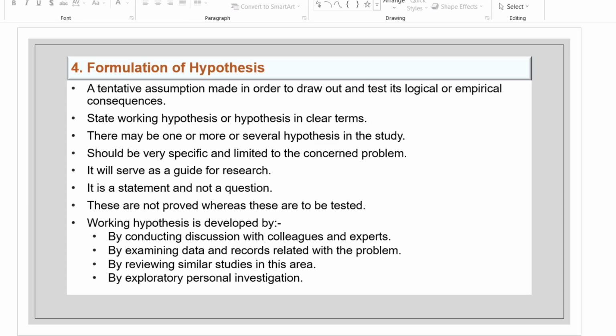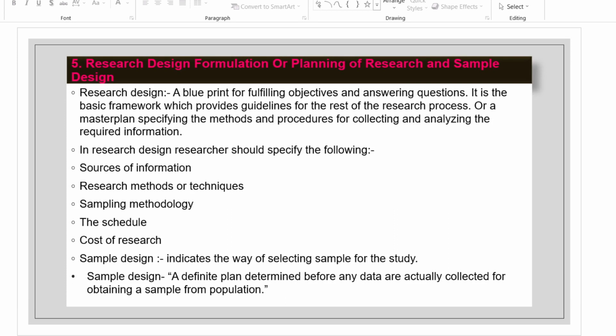An initial hypothesis, like a temporary hypothesis set during the starting of the study, that is working hypothesis. It can be developed by conducting discussion with colleagues and experts, examining data and records related with the problem, reviewing similar studies in this area. By exploratory personal investigation, we can set a working hypothesis. Next step is research design formulation or planning of research and sample design.